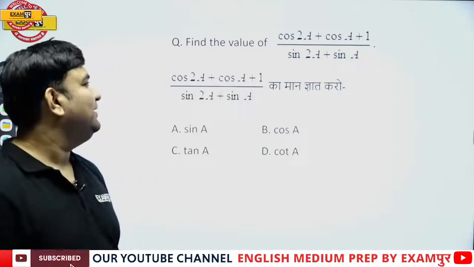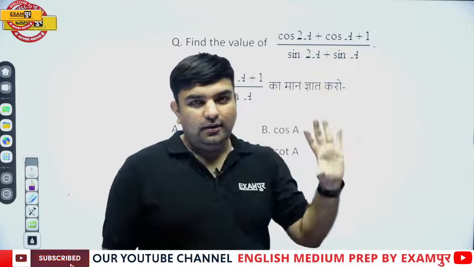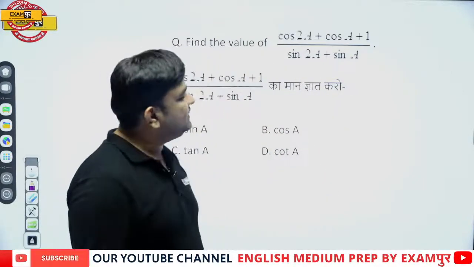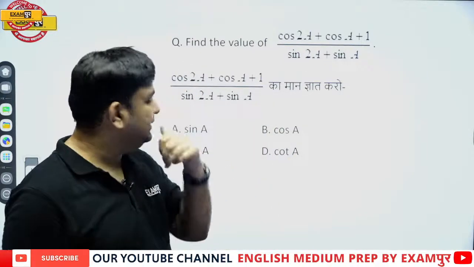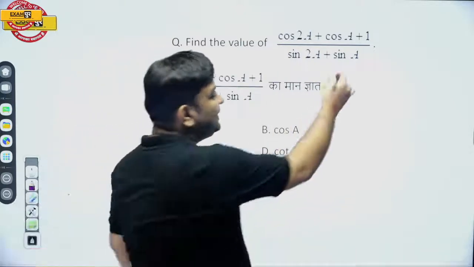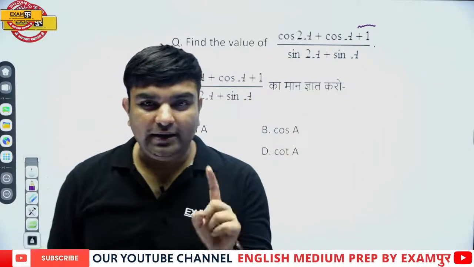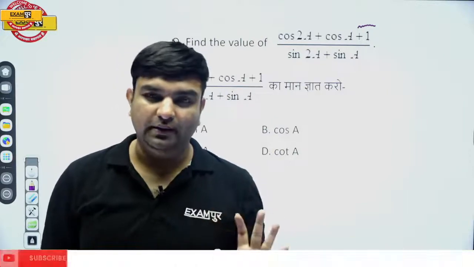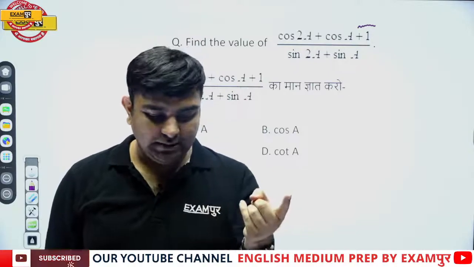Cos 2a plus cos a. What is the formula of cos 2a? You will say, sir, there are three. Which one to use? Plus 1 is there, so our agenda should be to subtract it. So think of a formula in which minus 1 comes.